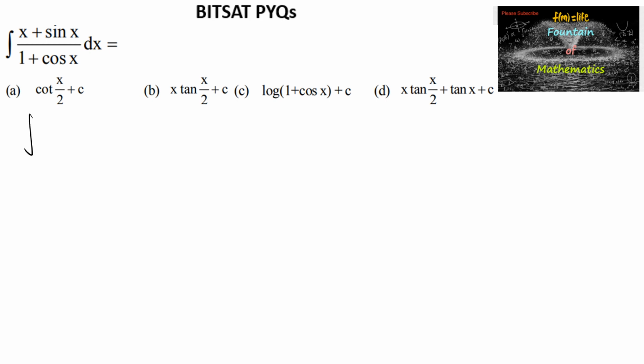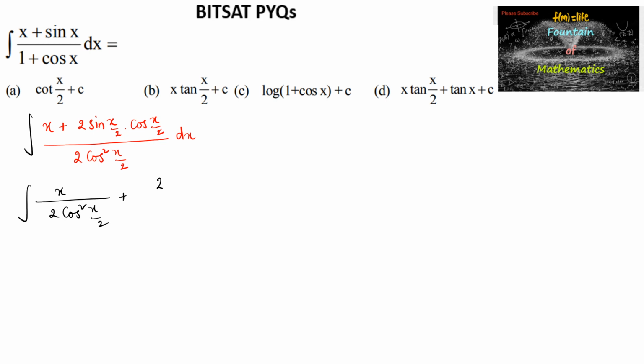Integral (x + sin x)/(1 + cos x) dx. So let us simplify. Sin x we can write as 2 sin(x/2) cos(x/2), divided by 1 + cos x, which is 2 cos²(x/2), dx. And this can be simplified: x upon 2 cos²(x/2) plus 2 sin(x/2) cos(x/2) upon 2 cos²(x/2).